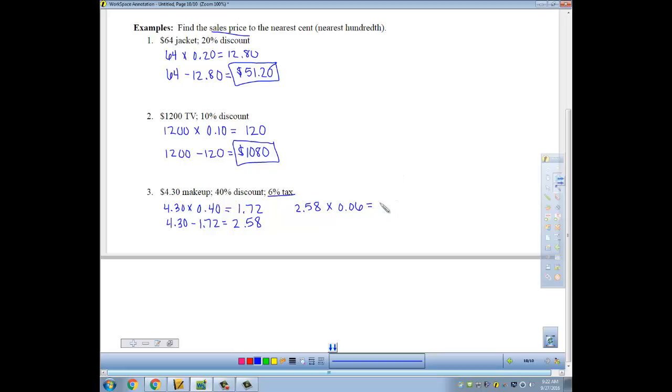And that's going to give us 0.1548. So I'm going to round that to 0.15 because remember when we talk about money, we want it to the nearest cent. So that's 15 cents. Since that's a tax, we're going to add it back on to the 2.58. And again, we're using the 2.58 because we want to use the discounted price. We don't want to go back to that 4.30. So 2.58 plus 15 cents, you're going to end up paying about 2.73.